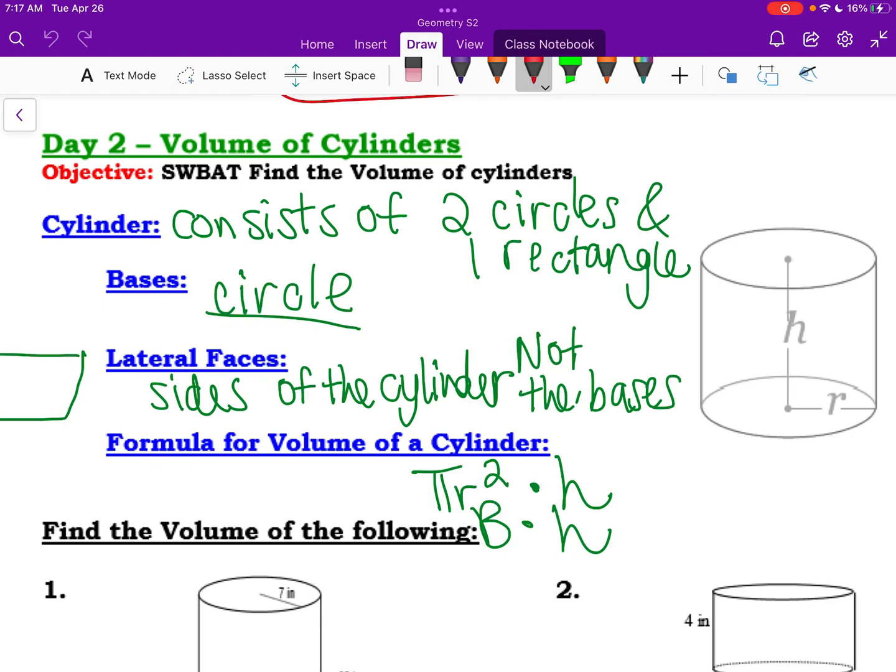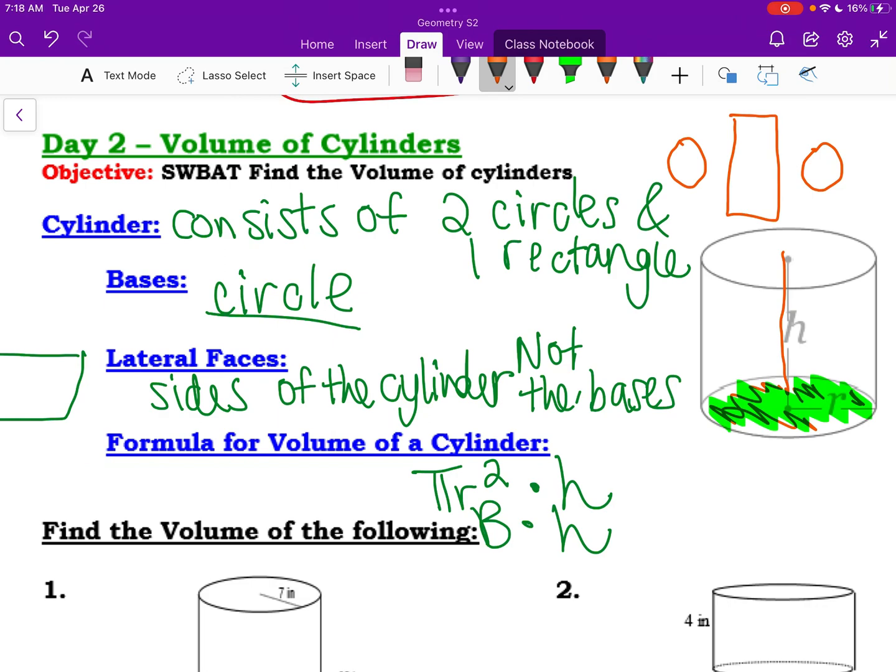So cylinders consist of 2 circles and 1 rectangle if you laid it flat. Okay, so if you laid it flat, you would have a circle, a rectangle, and another circle. So that's what would make a cylinder. So in order to find the volume again, we're going to be finding the area of the base and timesing it by the height. And what's unique about this one is that the base of a cylinder is always a circle, okay? So that's gonna help you out.